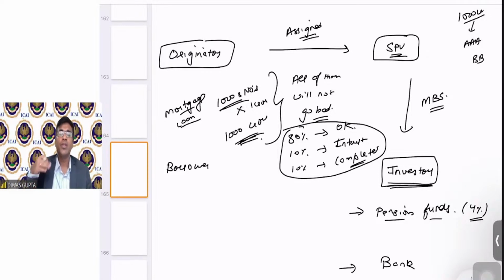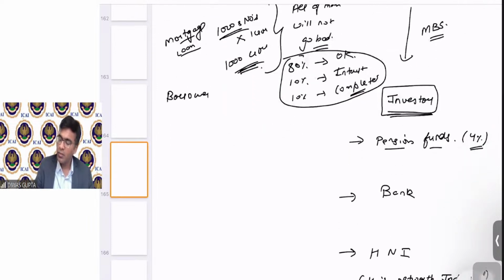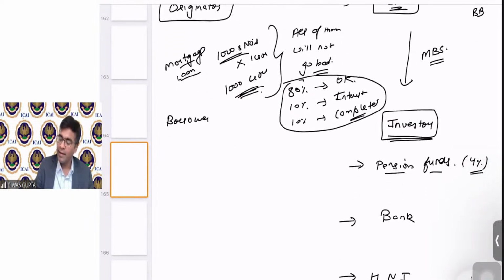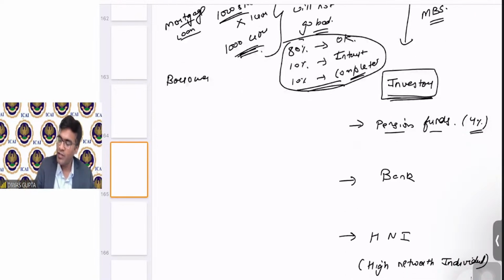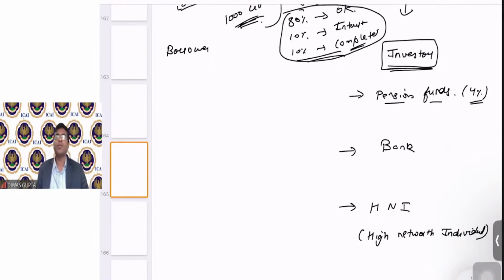Okay, so SPV would have done this calculation already, and they will say that okay, 80% are giving me now. So let me do one thing, let me actually go to the investors. So SPV is talking to investors. Now investors, there are these three groups: pension funds, bank and HNI.